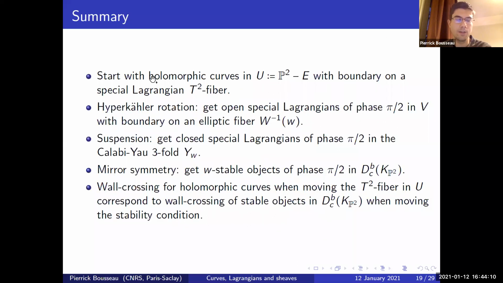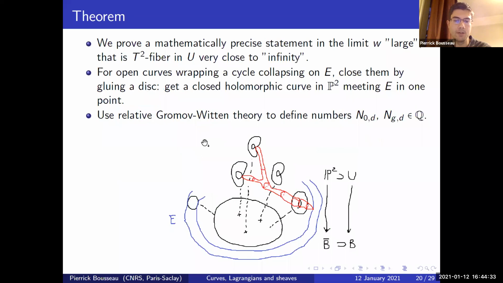So I should say that in the step I've described, to be able to precisely follow all objects is quite difficult, in particular if you want to make some precise statement about numerical counts of such objects. But it's possible to make a precise mathematical theorem in some appropriate limit. More precisely, I will focus on the case where the fiber W I'm talking about is very close to infinity.